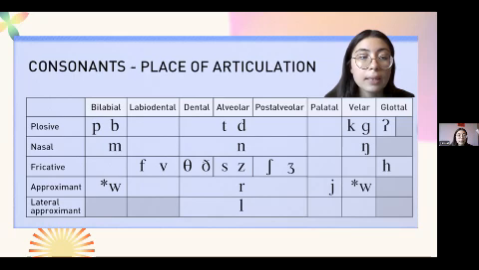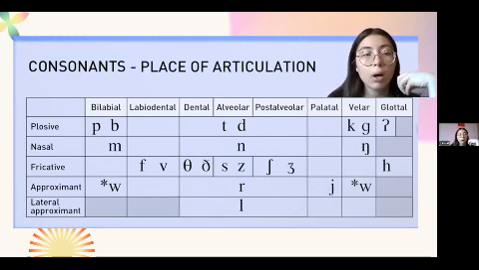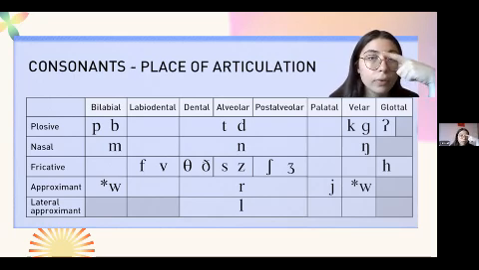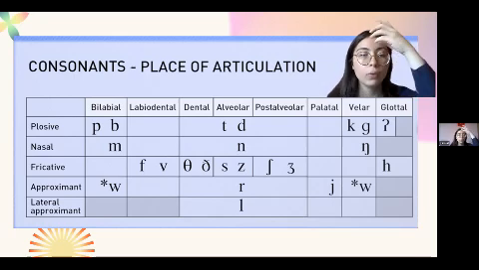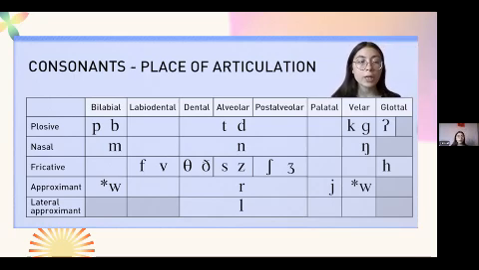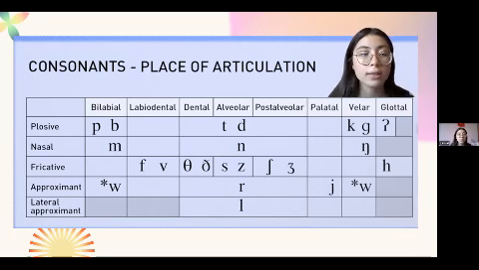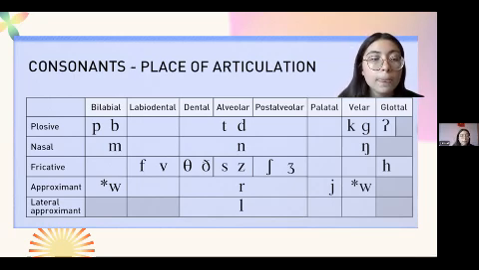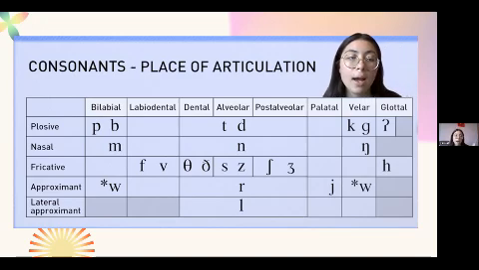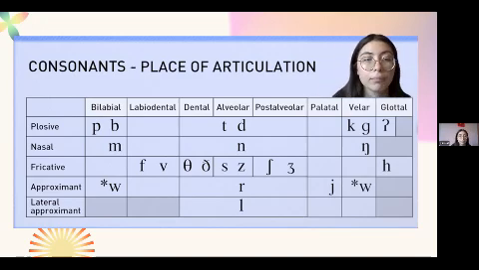plosive is while pronouncing it, air is completely blocked, then released. Nasal, air goes through the nose. Fricative, air flows through a narrow space, creating friction. And approximant is tongue approaches another part but doesn't touch. Lateral approximant is air flows around sides of the tongue.